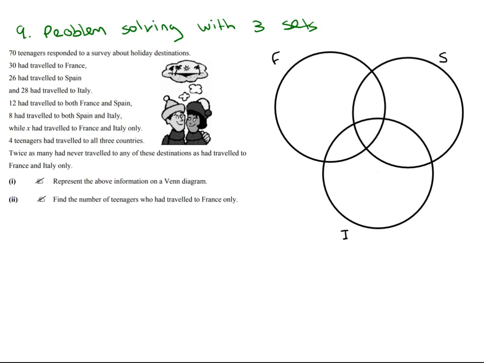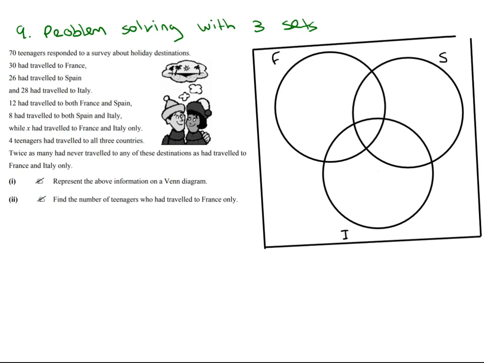And don't forget to also draw your universal set, because there could be people in this question who hadn't been to any of the three regions. So your universal set will cover the outside. So in this question, you were asked, given so much information, to always fill in from the middle if you can first.